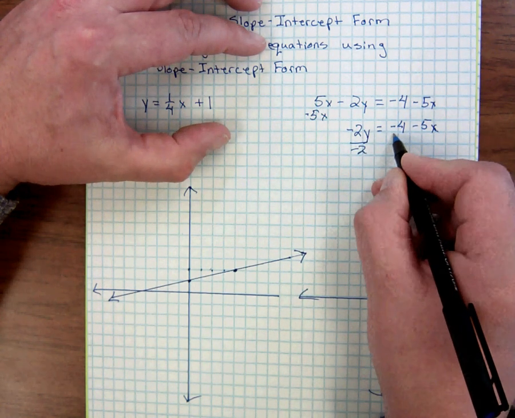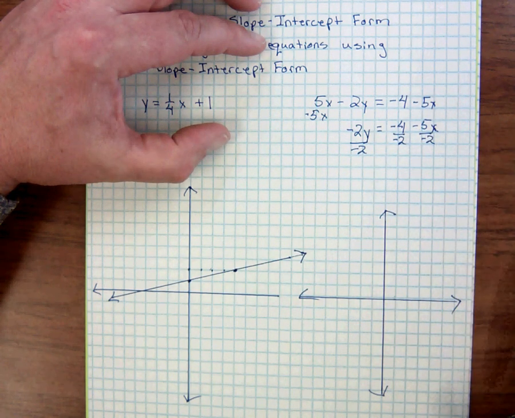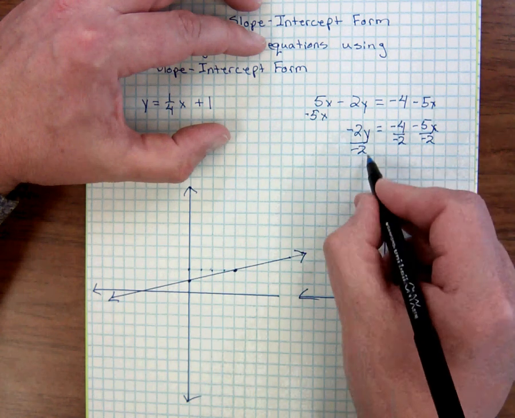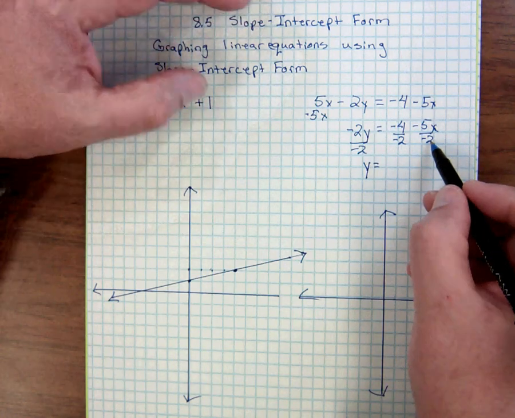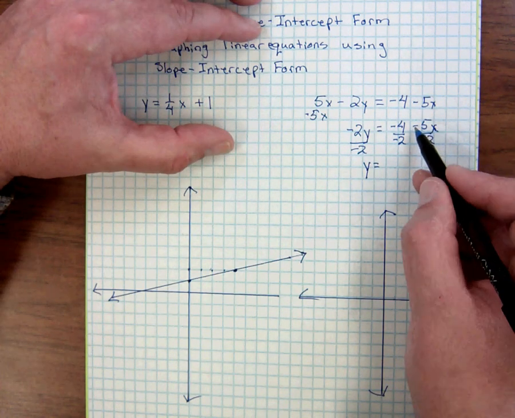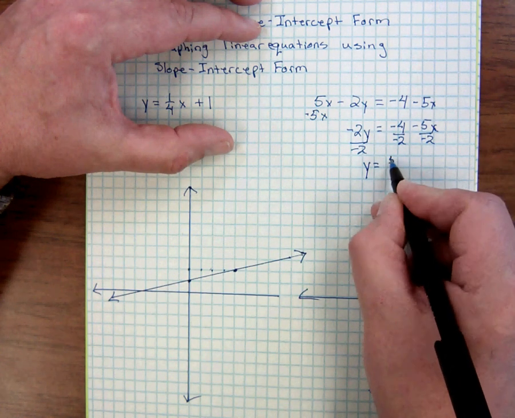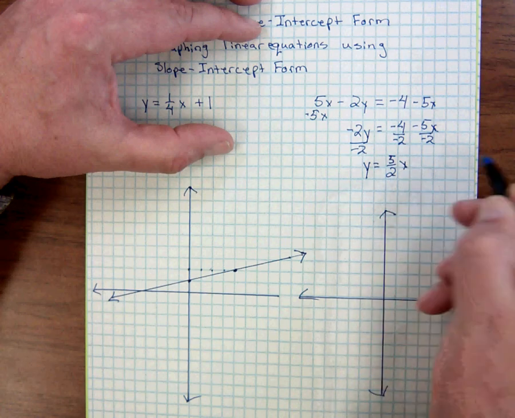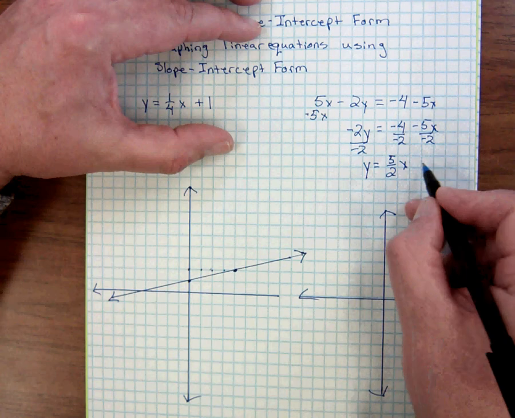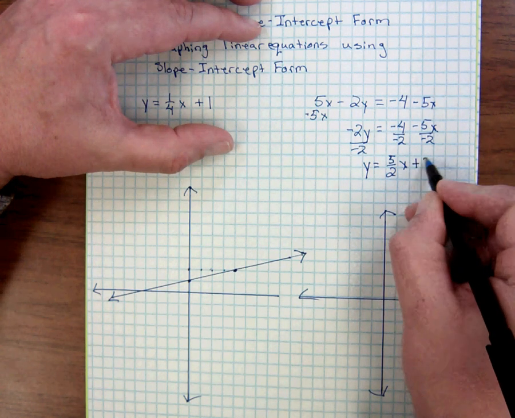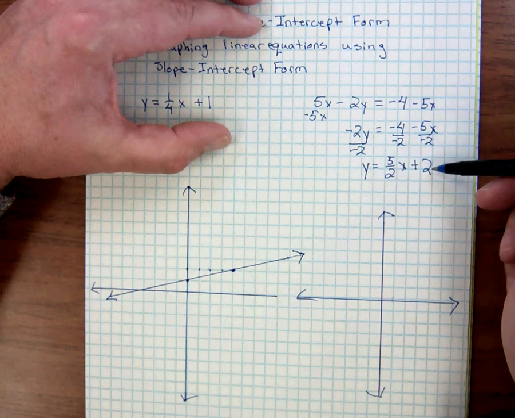Each of these terms will be divided by negative 2. We can draw it all the way across and show it just once, or we can do it separately. This will give us our y. Now if we want to write it in slope-intercept form, this is actually our slope here. Negative 5 over negative 2 makes it a positive 5/2 x, and negative 4 over negative 2 is a positive 2. And so now we've created our slope-intercept form.